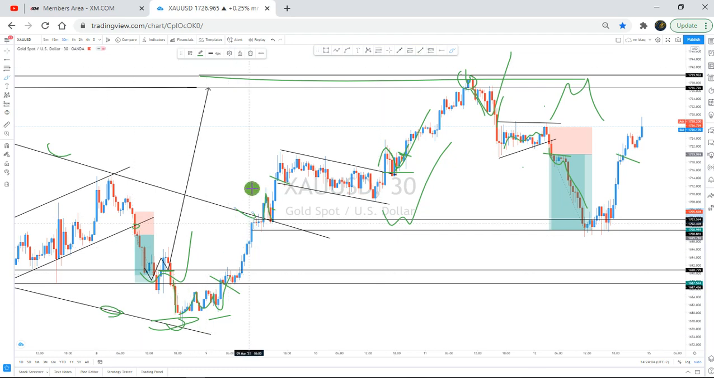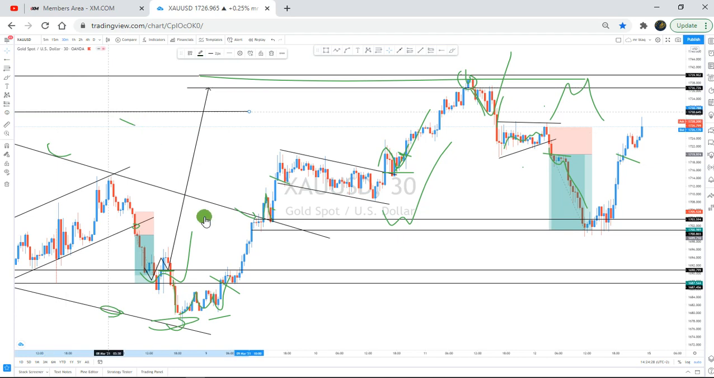Then it paid off. Then this one also, it was a small scalp until this point. It paid off. And this one also paid off. This one I didn't take. I only took this one. So this week, I only traded EUR/USD, gold, GBP/USD, and the Australian dollar. That's all. So this is how I trade the pairs and the gold.